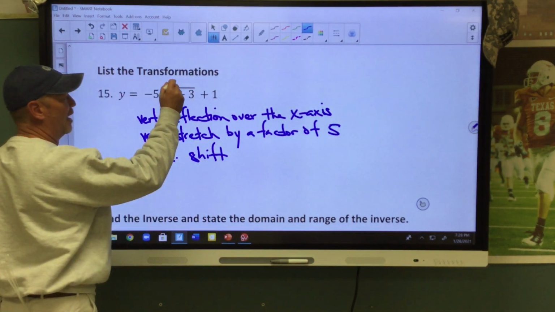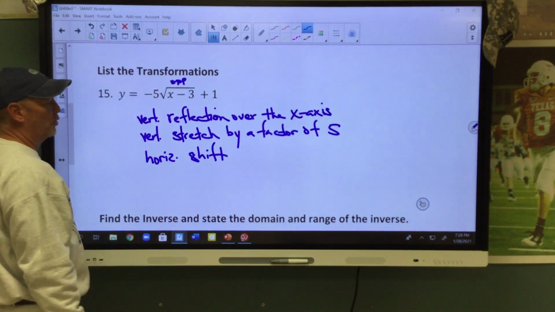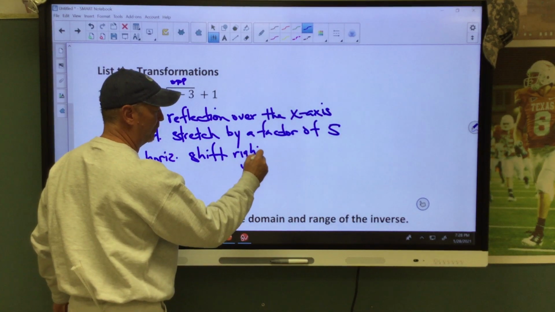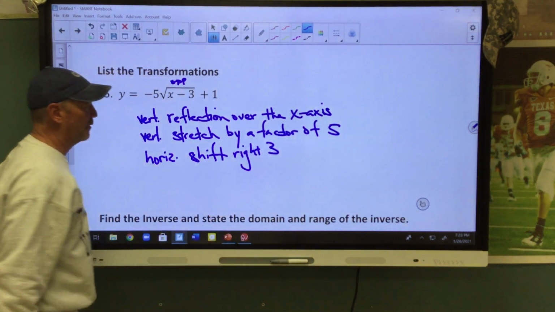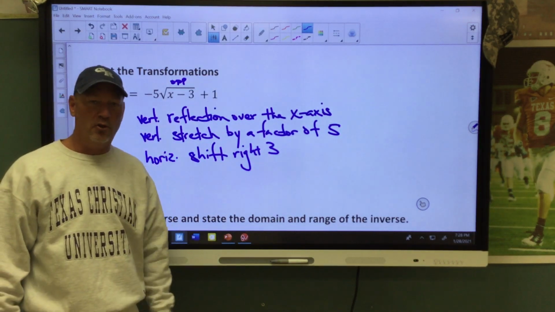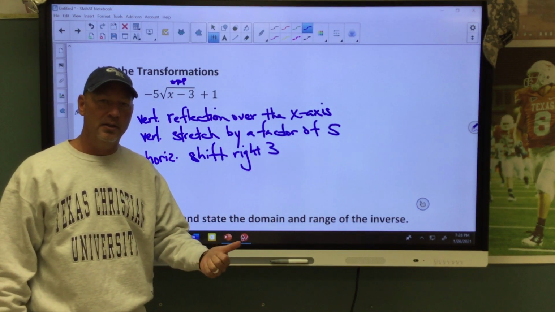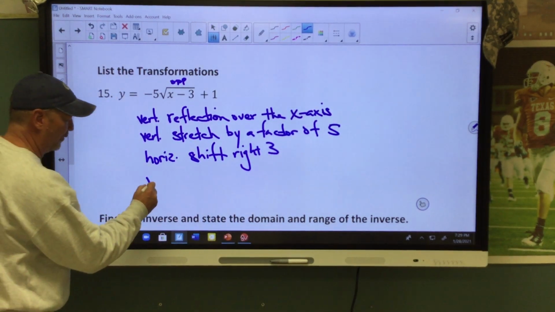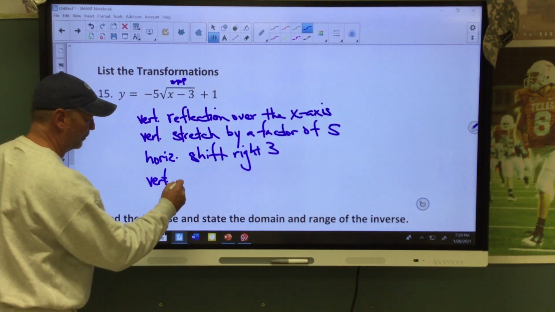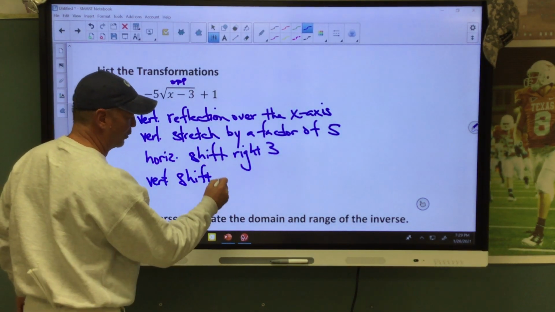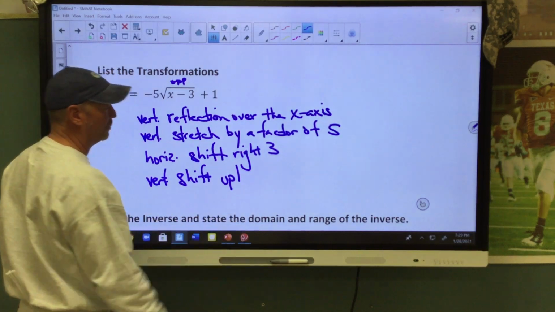Now remember, we're thinking opposite with this guy, so we're going to go to the right 3. And at the very back end, our K value will tell us if we have a vertical shift up or down, or a vertical translation. We're going to say we have a vertical shift, in this case, up 1.